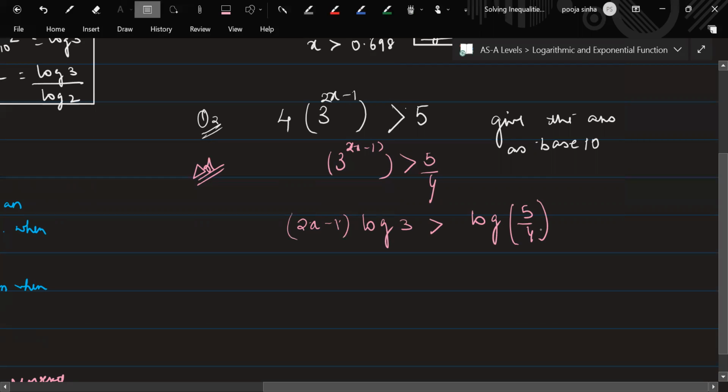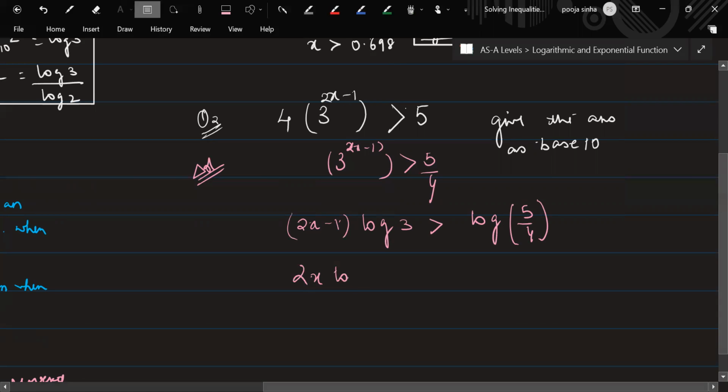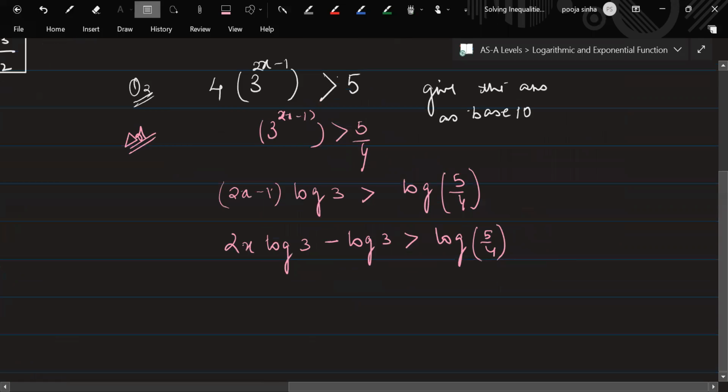This log will be log to the base 10 on both sides. Right? Open the bracket. 2x log 3 minus log 3 is greater than log 5 upon 4, right? Is it necessary to open the bracket? Can we take log 3 to the other side and divide it? Yeah, you can do that also.